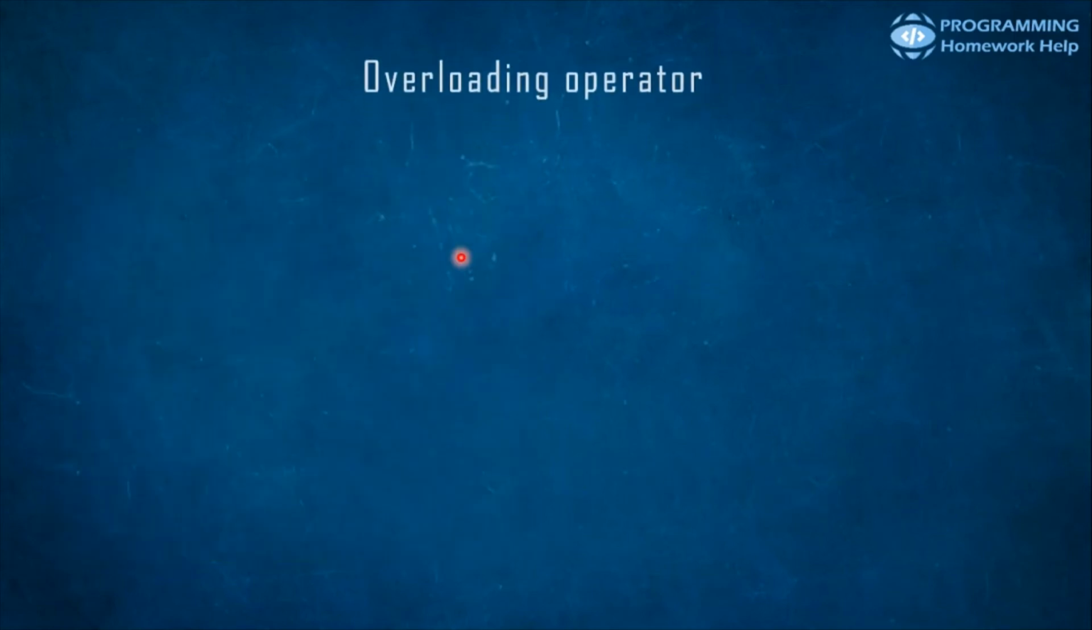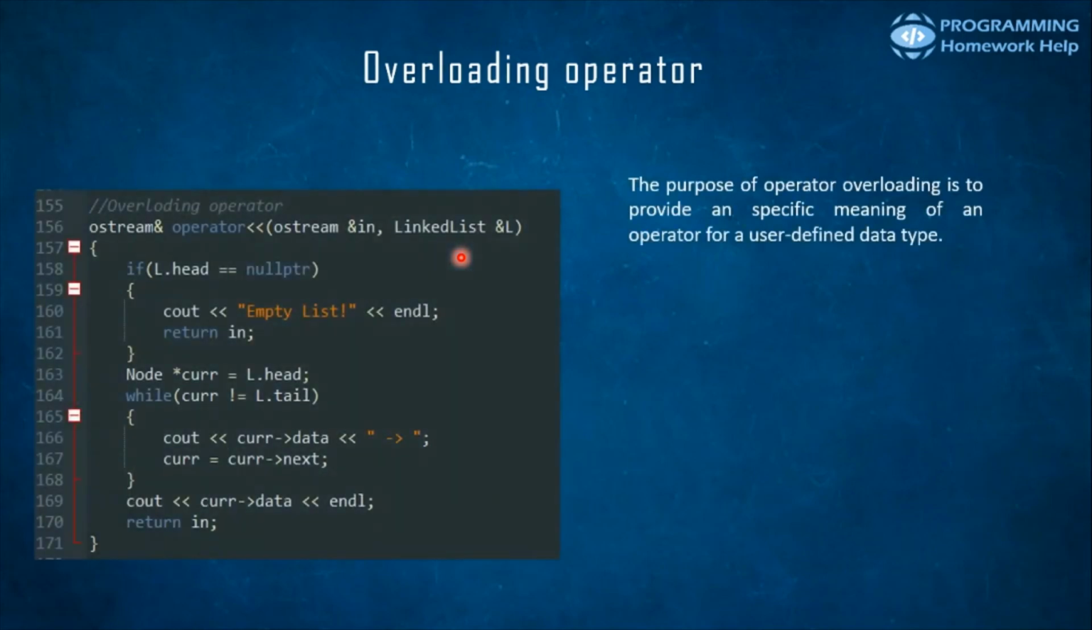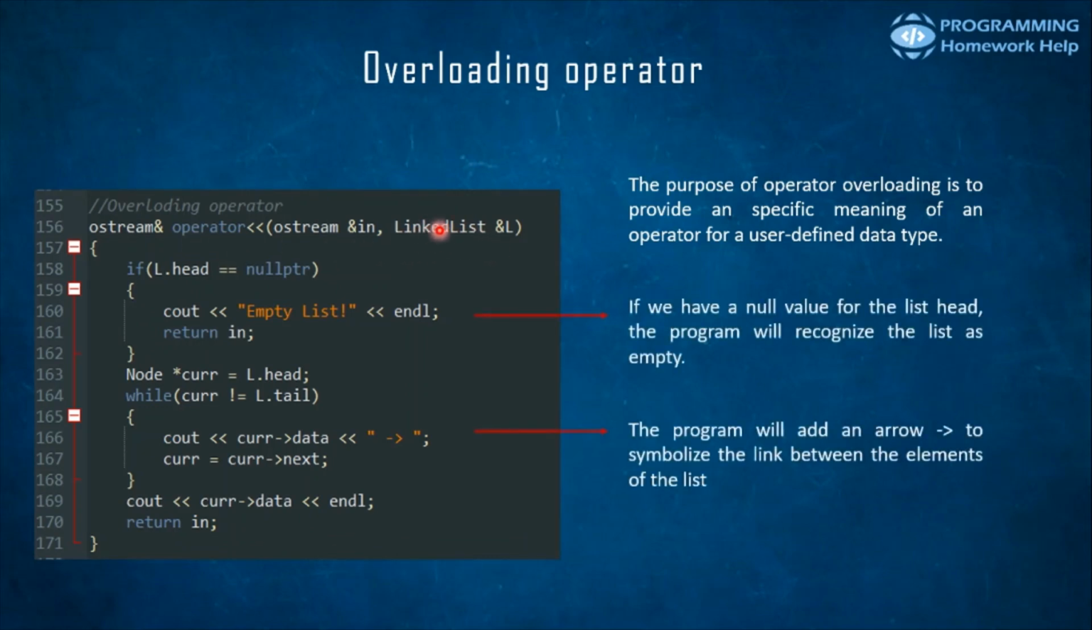In C++, it's possible to make operators work for user-defined classes. To overload an operator means to provide special operators for a determined data type. So we proceed to use this command in which we will have our operator of interest that will read the linked lists. Then, on the structure, we can see that the program recognizes an empty list by just reading the head, giving a warning to the user. If this is not the case, the program will add an arrow between each element to symbolize the link between them.